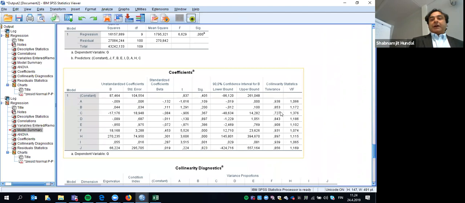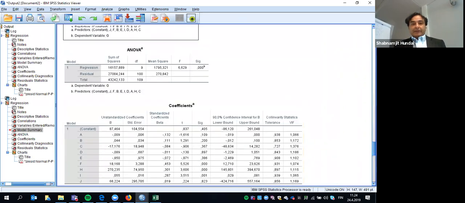And then we want to see how much the independent variables are correlated with one another. If this column is less than 0.10, or this column is more than 10, we have something to be worried about. And then we can't take those variables together.